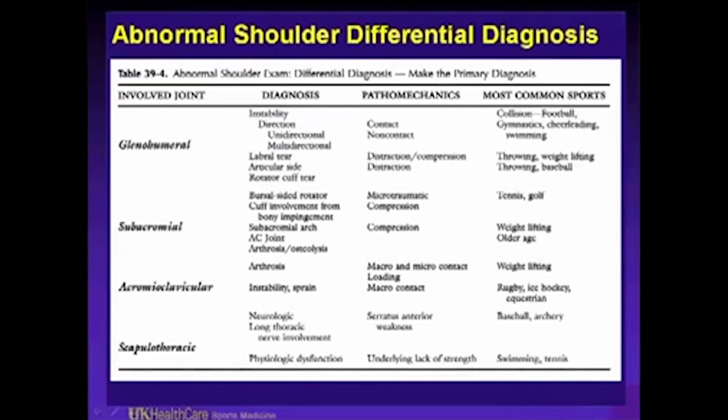Differential diagnosis of the shoulder. Again, the emphasis is on making the primary diagnosis. There can be secondary diagnoses that occur. Think about the involved joint, diagnosis, pathomechanics, and the most common sports.